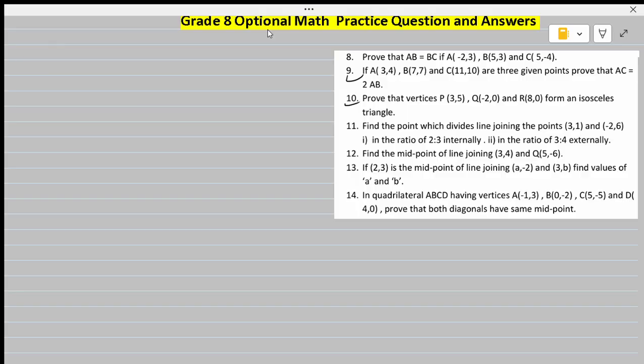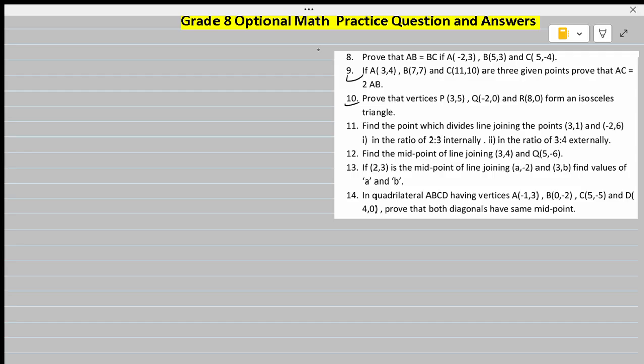Okay, so 10, yeah, clear. Now number 9 we have clear, 11 we are, 10 we are doing. So let's say it in 10. Number C, prove that the vertices PQR form an isosceles triangle.